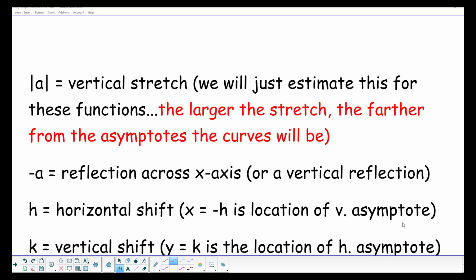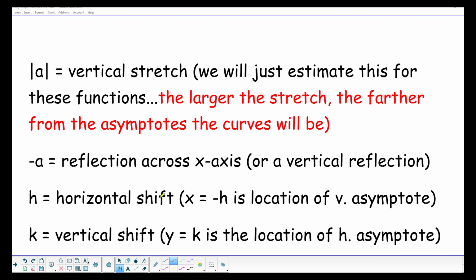Now, the larger our stretch is going to be, the larger the a value, the farther from the asymptotes these curves are going to be. So that just kind of tells you if we have a big a, don't make your curves too close to the asymptotes. They're going to be a little bit further. And we'll see what this looks like in some examples. And then negative a, h, and k, they all mean the same thing. A couple of things I want to point out to you.